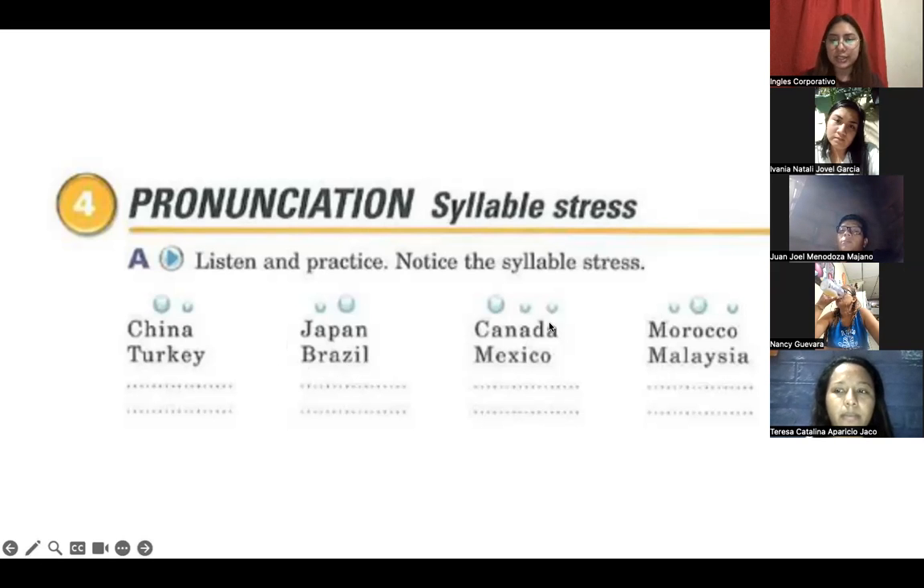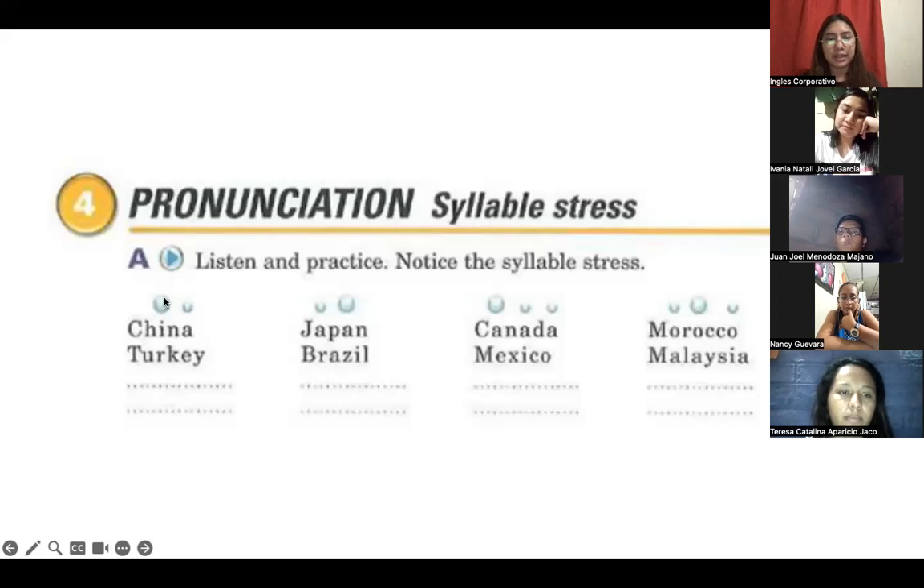Acá tenemos tres sílabas y la fuerza de voz va para la primera: Canada, Canada. México. Mexico, Morocco, esta la tiene al medio, right? En la segunda sílaba: Morocco, Malasia. Ok, is that clear, guys?